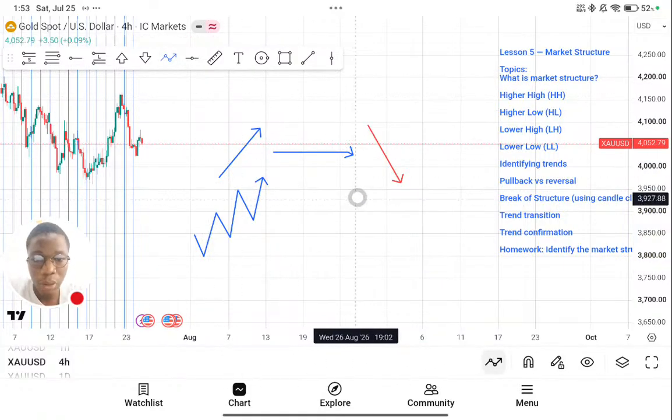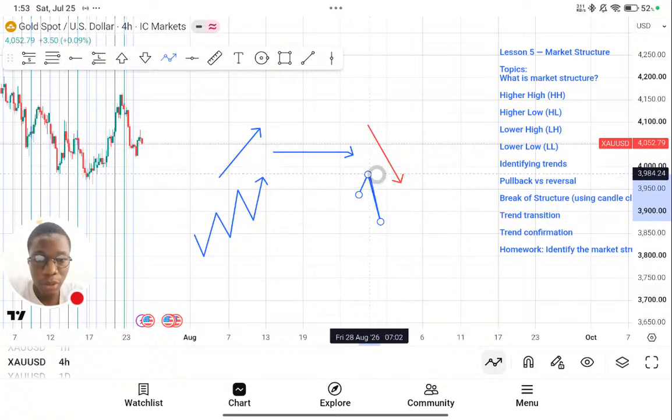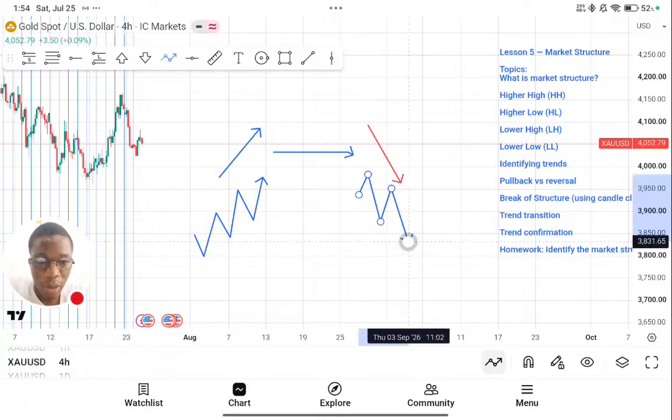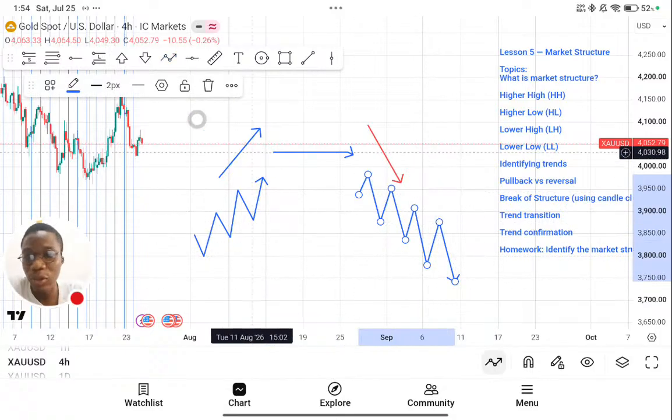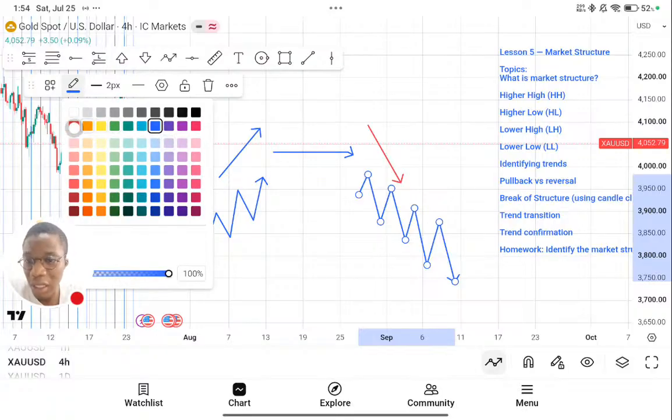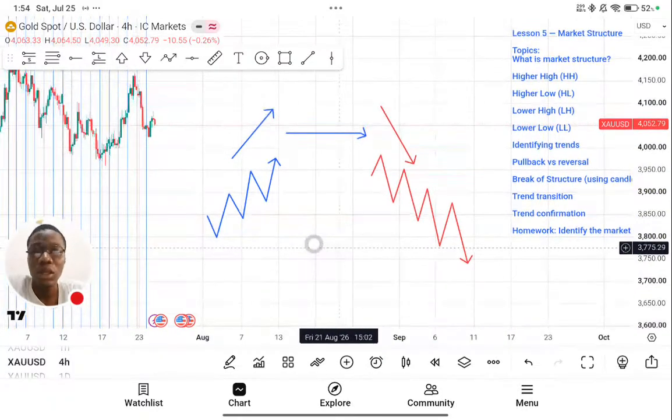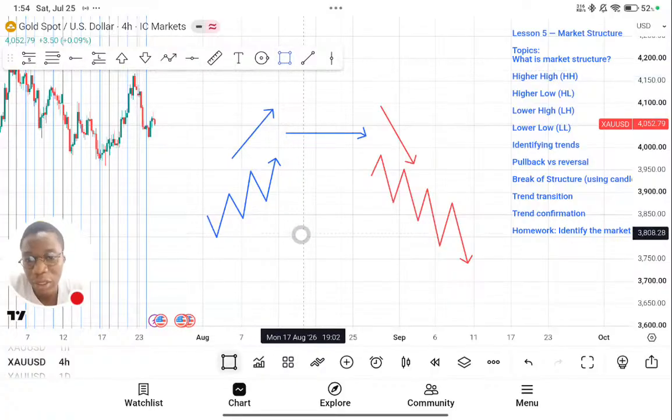Market is coming, and it makes a new low, couldn't make a new high, lower low, couldn't make a new high, then lower low, couldn't make a new high, then lower low. So this is how you know a downtrend and an uptrend. So remember, we treated support and resistance.